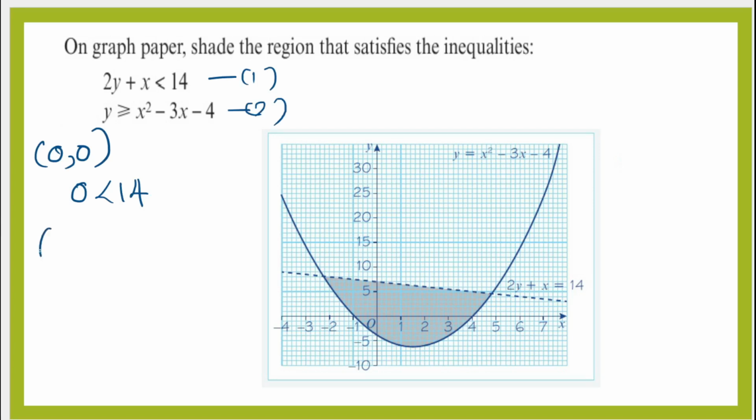Now consider the point 0, 0 in the region inside the parabola. Now inequality 2 becomes 0 greater than minus 4. Therefore, the inequality y greater than or equal to x square minus 3x minus 4 represents the region inside the parabola. Now the shaded portion in the graph represents the region satisfying the two inequalities.